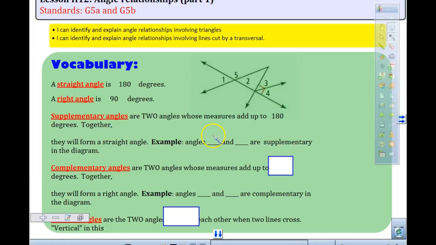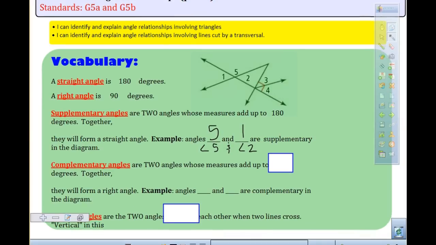So angle 5 and angle what? 1. Could I have had angle 5 and angle what else? 2. So I would have taken either one of these. This is 2 pairs. They just asked us for 1 pair. So when they ask you for a pair, that would be like the 5-1 or the 5-2. Both would be correct, right?